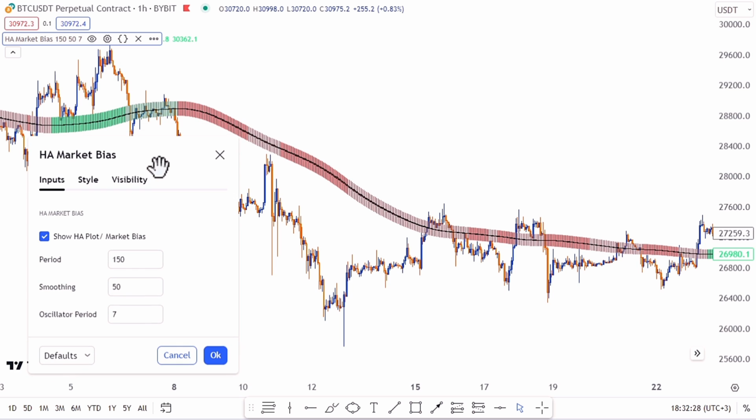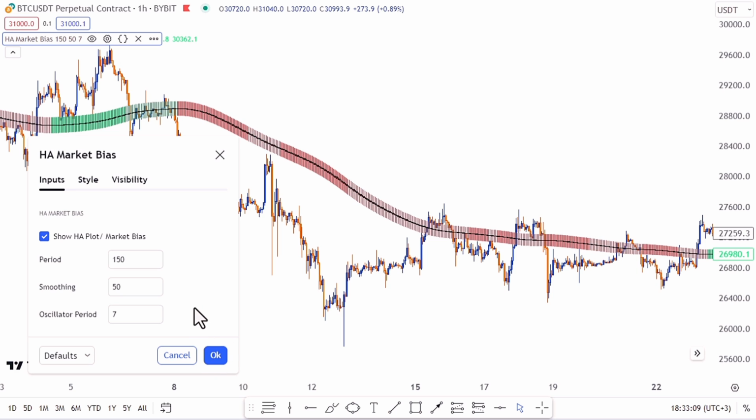The oscillator period determines the length over which the indicator calculates the oscillating values, which indicate the strength of the trend. By adjusting the oscillator period, traders can fine-tune the sensitivity of the indicator to market fluctuations. A shorter oscillator period, such as 3, will generate more frequent signals and respond quickly to price changes. Conversely, a longer oscillator period like 30 would provide smoother and less frequent signals, capturing broader market trends. Since we are looking for a middle ground, we'll be keeping the oscillator value at its default value of 7.